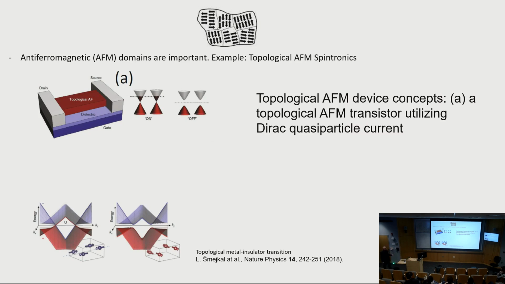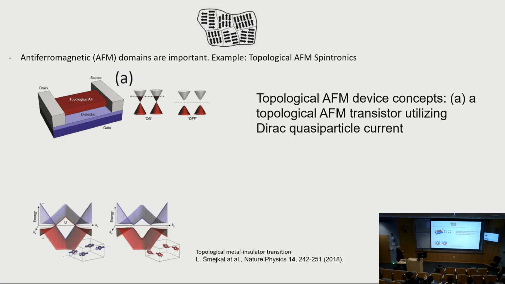Recently, a lot of innovative ideas of how one could use antiferromagnets as functional media for novel types of electronic devices came up. This field is called topological antiferromagnetic spintronics. I'm showing just a few examples. One of them here is a topological antiferromagnetic device, actually a transistor, which uses direct quasi-particle current.